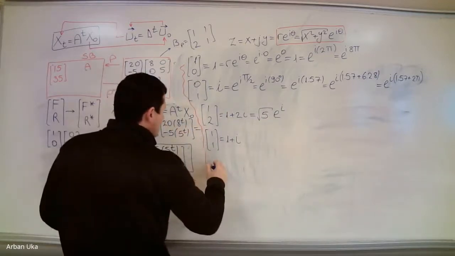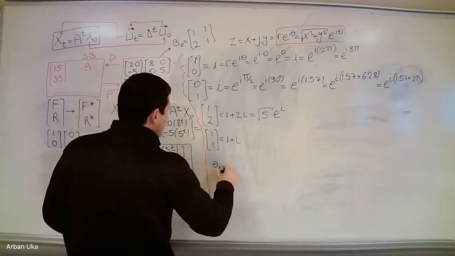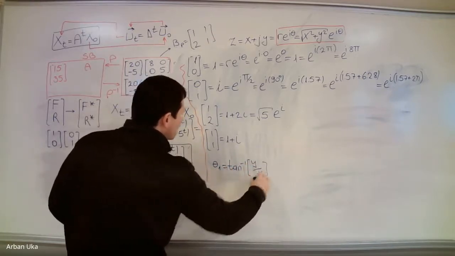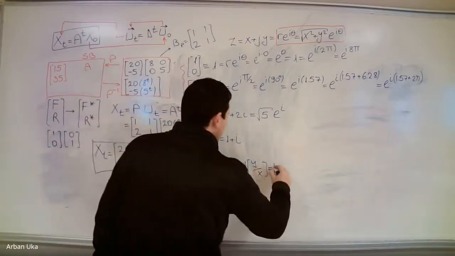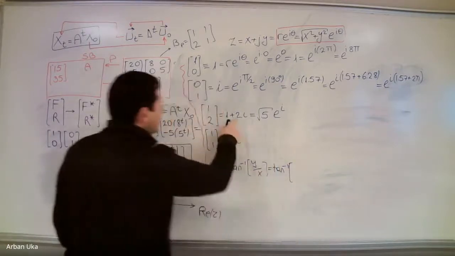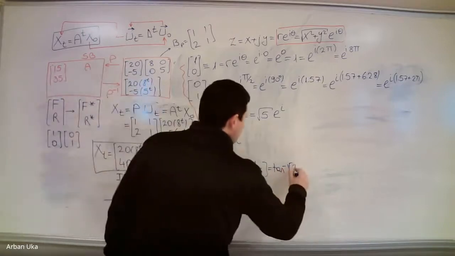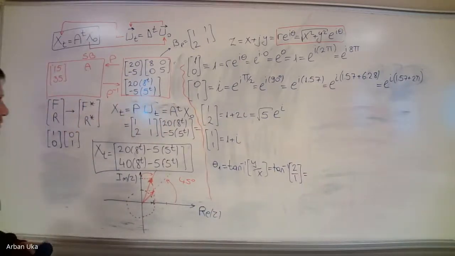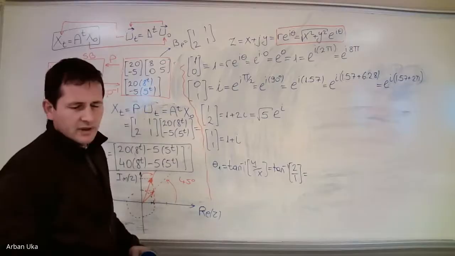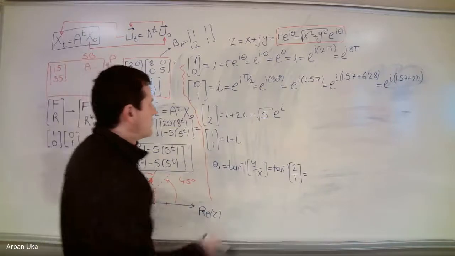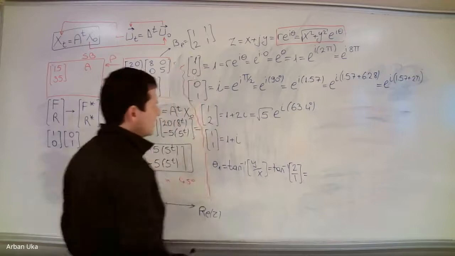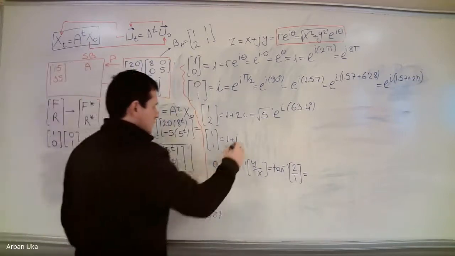In order to find the angle here, we call this one angle theta 1. This is equal to tangent inverse of y over x, and this is equal to tangent inverse of 2 divided by 1. I don't remember the numbers, but based on the inverse tangent of 2, it's 63.4. This is degrees. Okay, that's good. We did it.